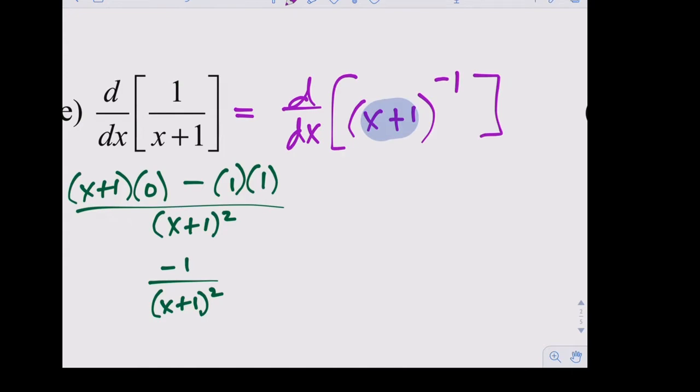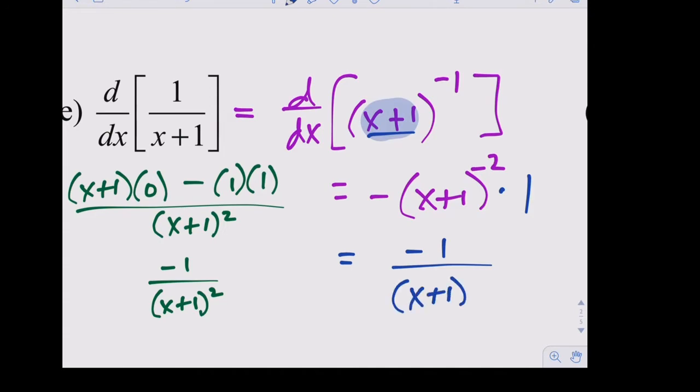By the chain rule, blob to the negative first becomes negative blob to the negative second times the derivative of the blob. What's the derivative of x plus 1? 1. And if you clean that up very, very quickly, you get negative 1 over x plus 1 squared. Same thing. And it's almost a little bit more efficient, remember, and that's our secondary goal.